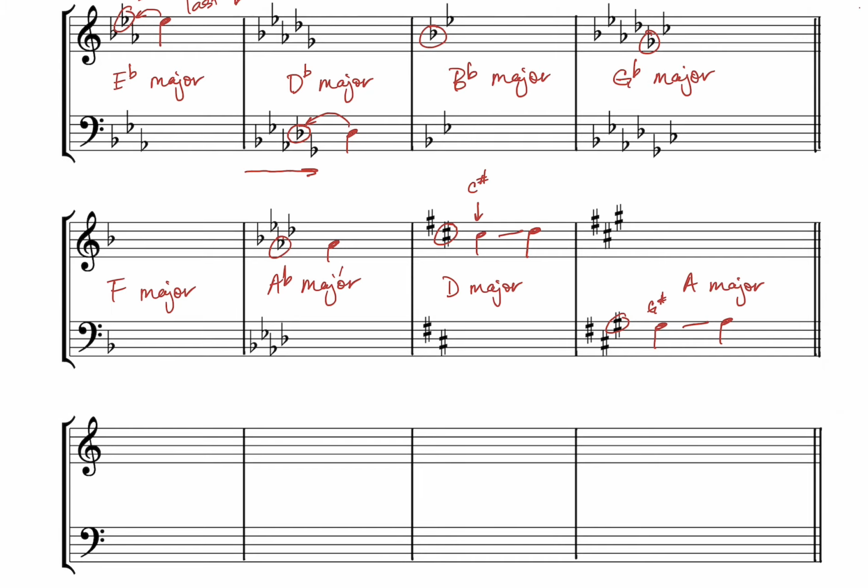Congratulations, you are well on your way to recognizing key signatures by their letter names based on the flats or sharps that are given in the key signature at the beginning of any piece.